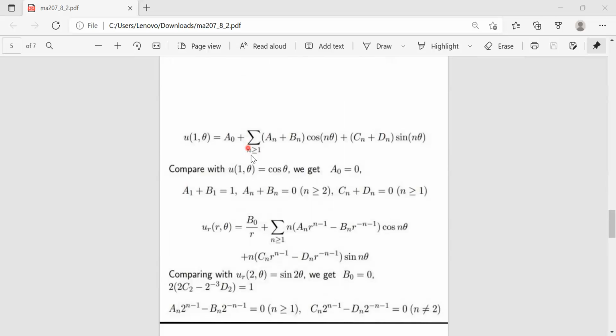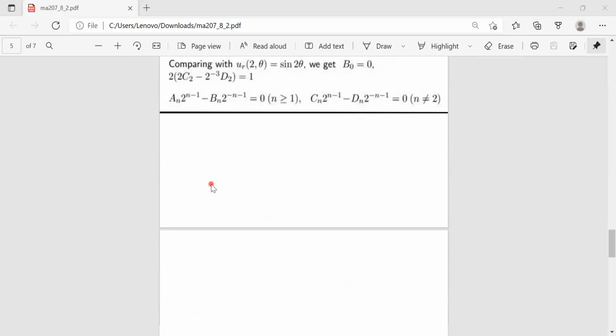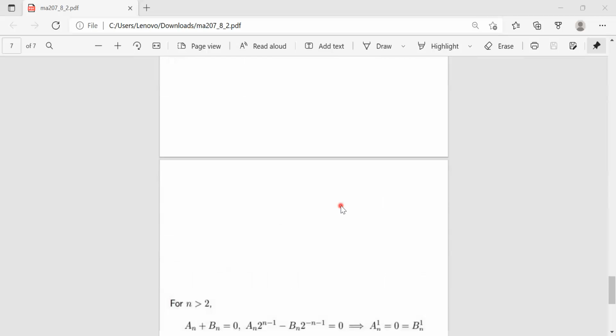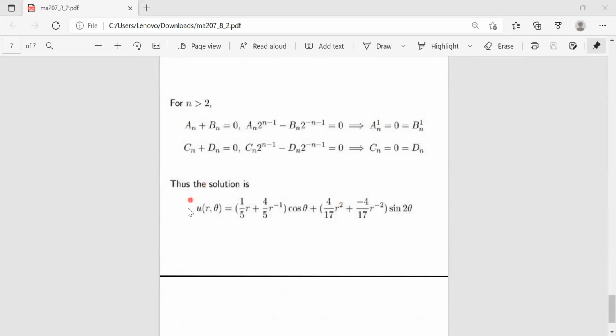Let's apply the boundary conditions. At r equal to 1, we get this equation. If we compare the coefficients, we will get the coefficient a equal to 0, and these two equations. Applying the second boundary condition, for n equal to 1, we solve these equations to get the coefficients of this polynomial, and the solution is given here.